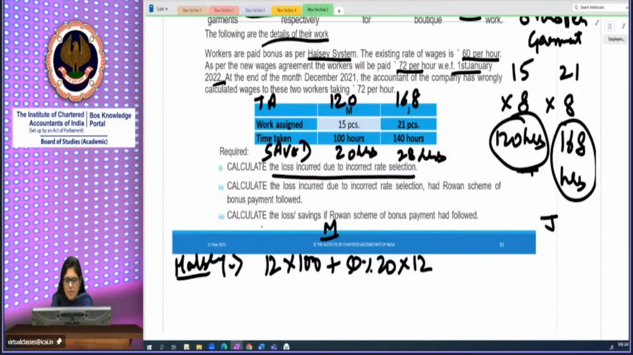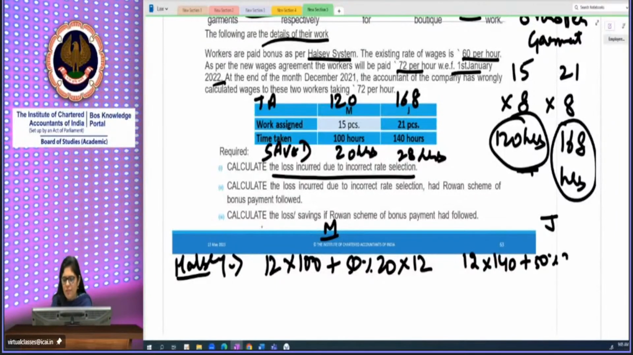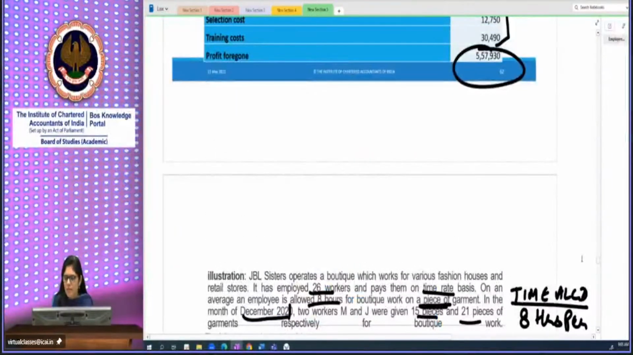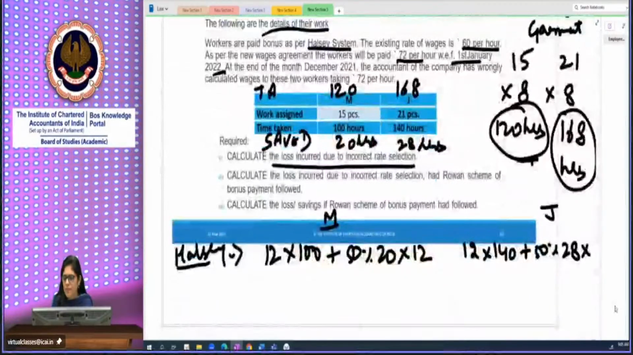For J, the rate is 12 into time taken is 140, plus 50% of time saved 28 into rate. Again, you take it as 12.